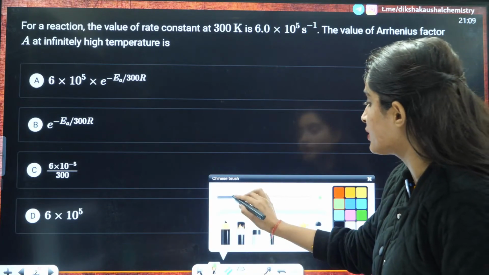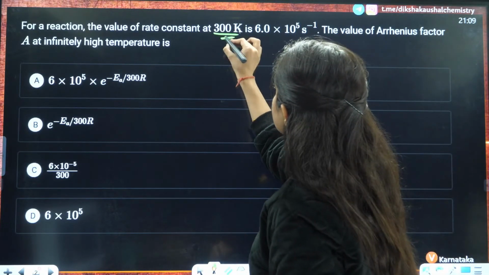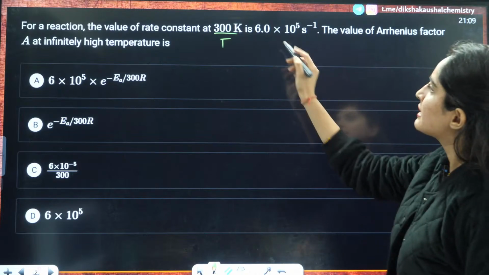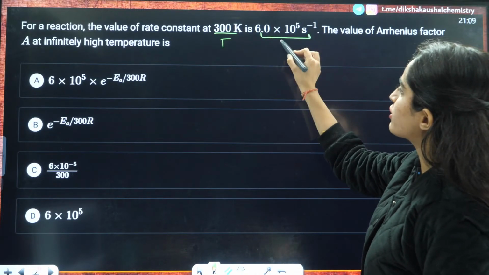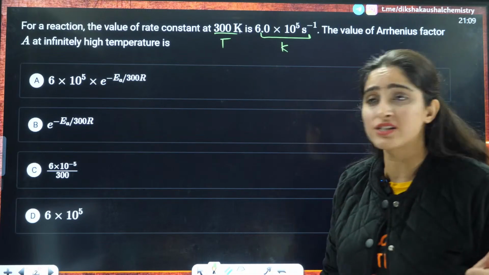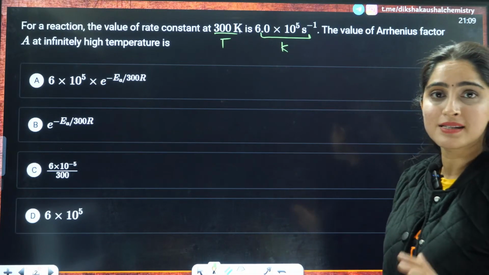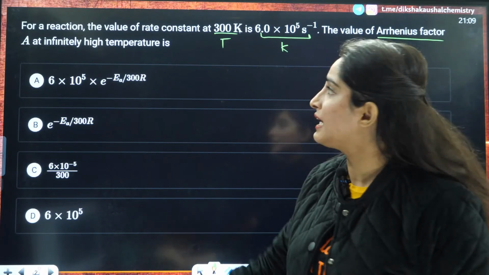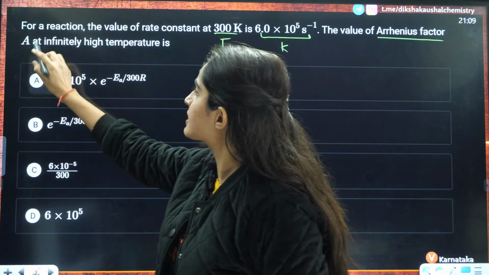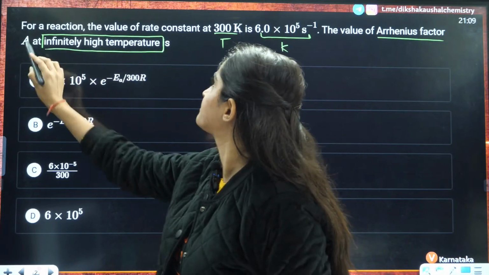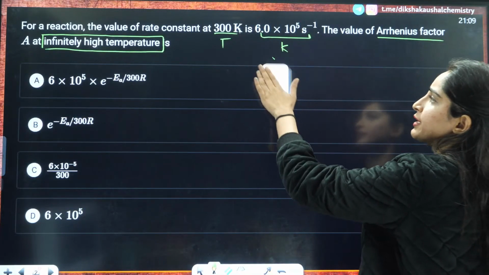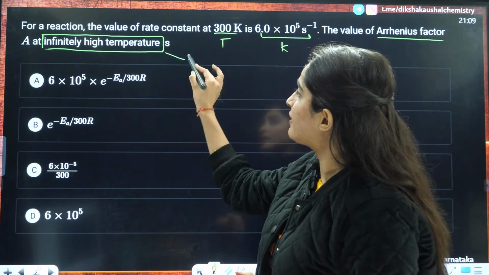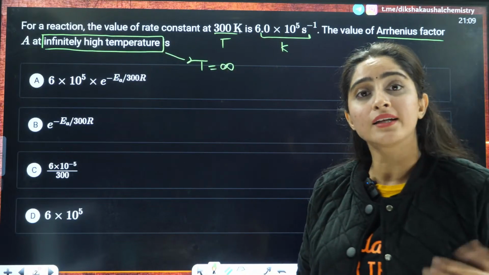the temperature is given to be 300 Kelvin. This is the value of rate constant, that means k is 6.0 × 10^5 per second. The question asks for the value of the Arrhenius factor at infinitely high temperature. Now at 300 Kelvin this is the rate constant, but they are asking you what is the Arrhenius factor at infinite temperature. The temperature is infinite.